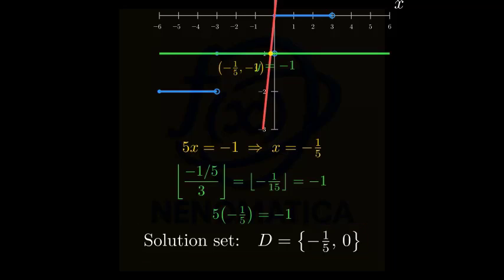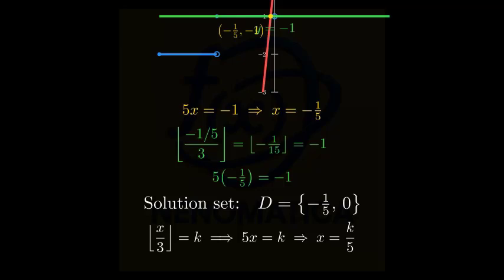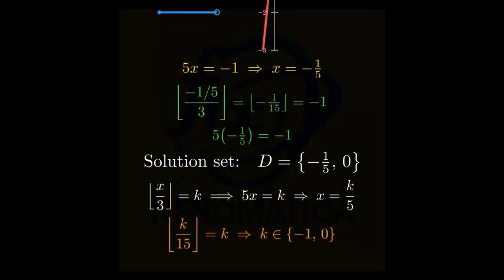A quick intuition check. Whenever the floor of x over 3 equals an integer k, the equation forces 5x to equal k, so x must equal k over 5. Checking which integers k satisfy floor of k over 15 equals k leaves only k equals 0 and k equals -1. That exactly yields x equals 0 and x equals -1/5.